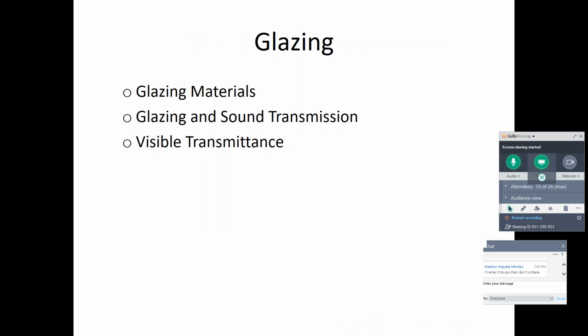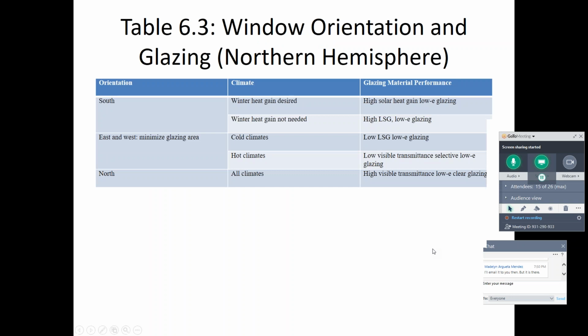Glazing. Glazing materials, glazing and sound transmission, and visible transmittance. So these, again, I think the focus for the homework is on these type of things. And then all of these added charts are going to explain how you can use glazing to your advantage or not. So we have orientation south in the climate, winter heat gain desired, winter heat gain not needed. And then we look at what that means for each of those different climates.